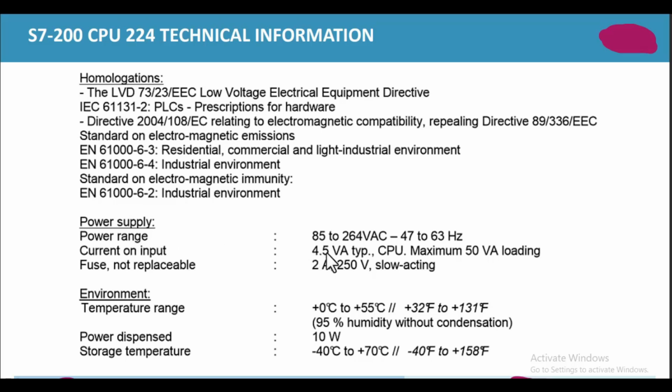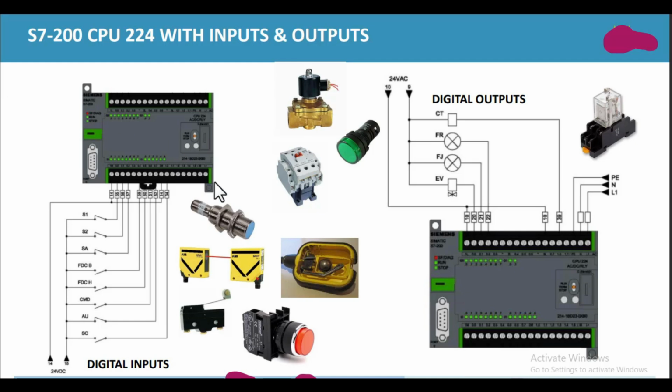Now we will discuss first the power supply. Power supply range is 85 to 264 volt AC and 47 to 63 Hertz. Current on the input side of this CPU is 4.5 volt ampere. CPU maximum 50 VA loading. The fuse, which is not replaceable, is 2 ampere, 250 volt slow acting. Environmentally, it can work in the temperature range of 0 to 55 degrees centigrade, or 32 to 131 Fahrenheit. Power dissipation is 10 watt, and storage temperature is minus 40 to plus 70 degrees centigrade, or minus 40 to 158 Fahrenheit. These are its technical information.